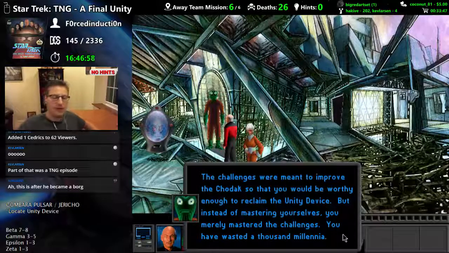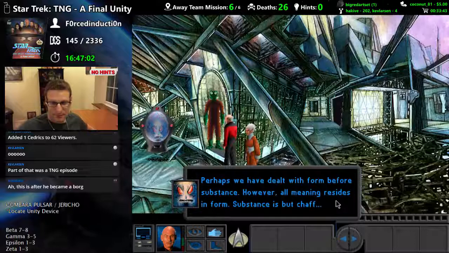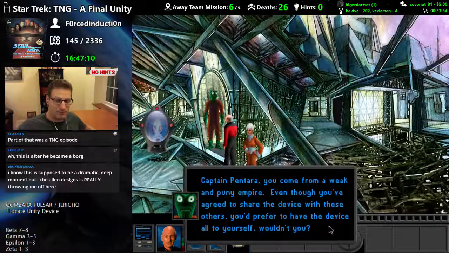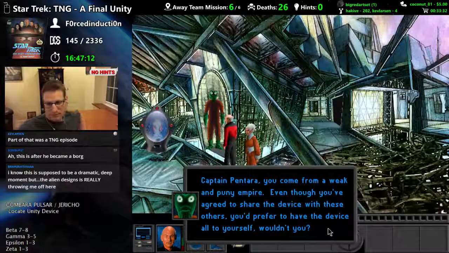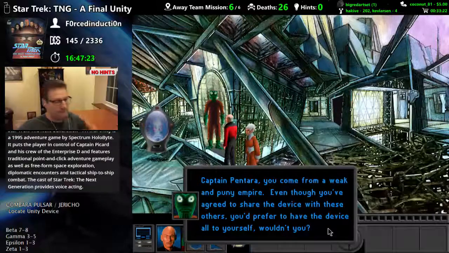The weight of 1,000 millennia is on your shoulders. Perhaps we have dealt with form before substance. However, all meaning resides in form. Substance is but chaff. Captain Pentara, you come from a weak and puny empire. Even though you've agreed to share the device with these others, you'd prefer to have the device all to yourself, wouldn't you?